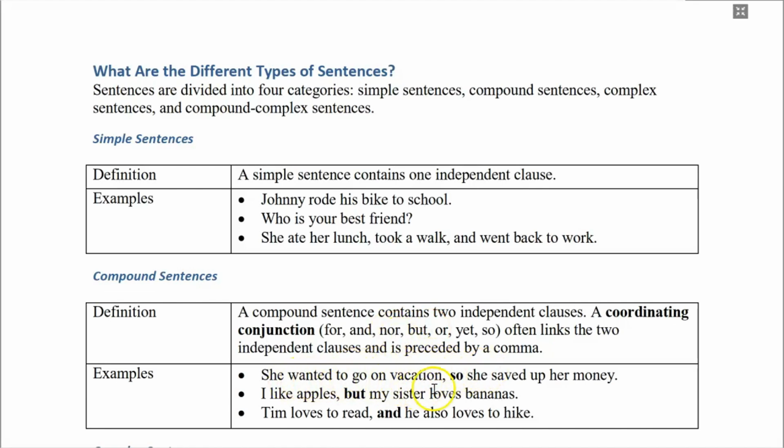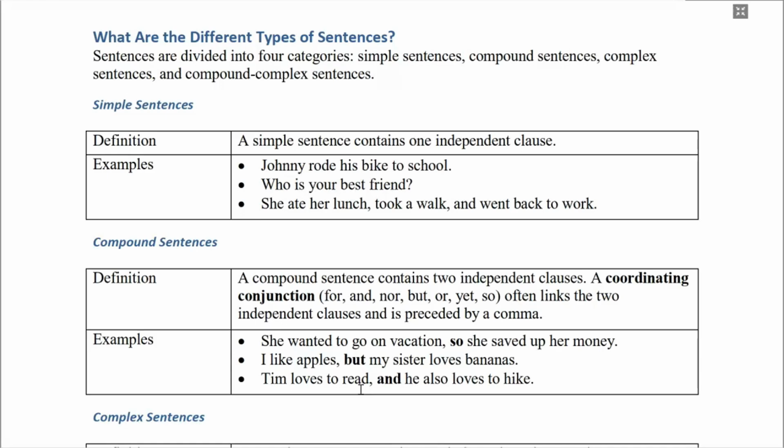She wanted to go on vacation, so she saved up her money. So you can say she wanted to go on vacation, that's a sentence. She saved up her money, that's a sentence. I like apples, but my sister loves bananas. You can say I like apples. You can say my sister loves bananas, but we join them together by a coordinating conjunction. Tim loves to read and he loves to hike. So you can see that.